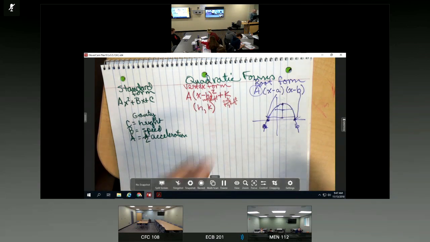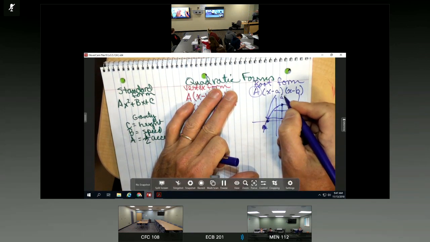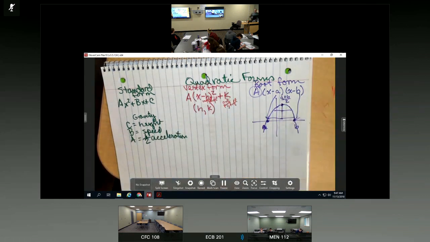So in the root form, the vertex is at the point (a plus b) divided by 2. Halfway between those two values.